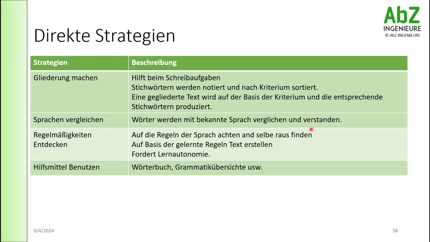Sprachenvergleich. This is Mehrsprachigkeitsdidaktik. You are going to compare words between two languages. Regelmäßigkeiten entdecken. Every language has a pattern, and based on the pattern you can deduce the structure, and based on the structure you can deduce the rules. So that way you can find the rules of the language on your own by just identifying the patterns, and that way you learn it on your own. So learner autonomy. Hilfsmittel benutzen. You are going to use Wörterbuch, Grammatikübersicht and all those things to learn the new language.